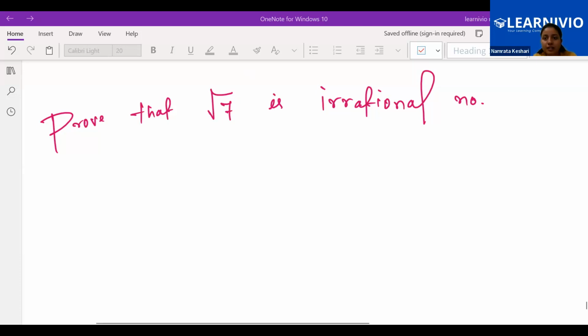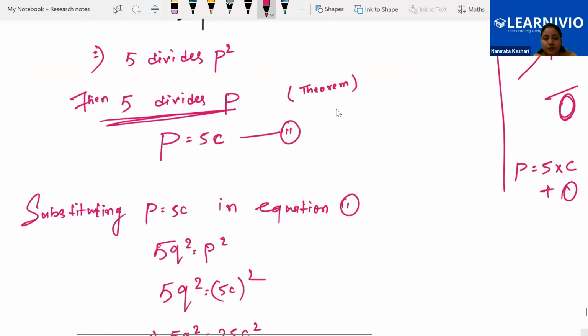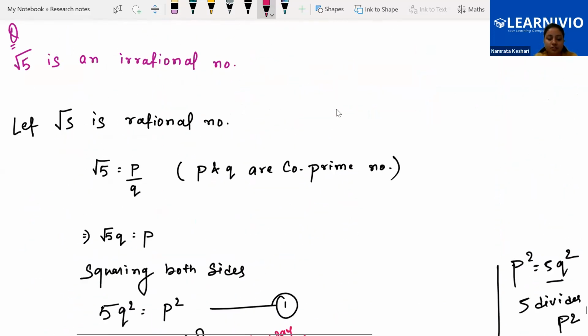Yes, Nabil, I can explain root 5 again. See, the same process we have to follow for any irrational number. First, we will be taking the contradiction. Root 5 irrational we have to prove. We have taken... rest of the students, if you already understood the process, keep on doing and send the snap.